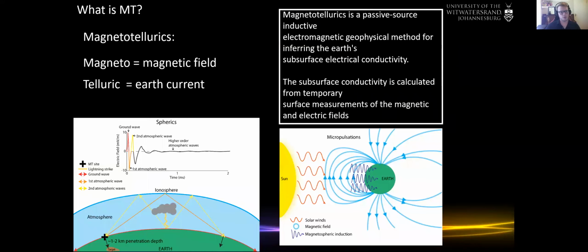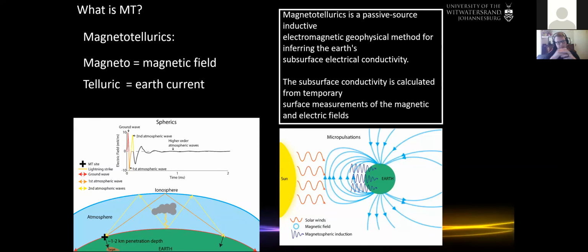Just a quick introduction to MT for some of the guys that just need a bit of a refresher. MT stands for magnetotellurics, and magnetotellurics is a passive source electromagnetic method used to understand the conductivity structure of our subsurface. MT measures both the electrical and magnetic fields for different frequencies and times, and from there we can calculate the conductivity structure.